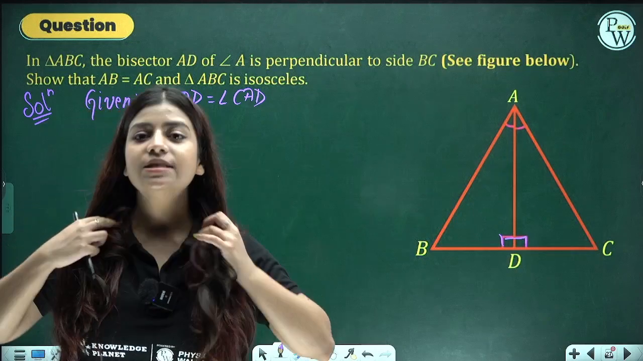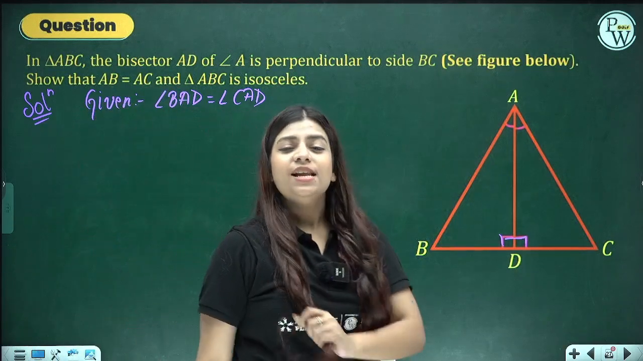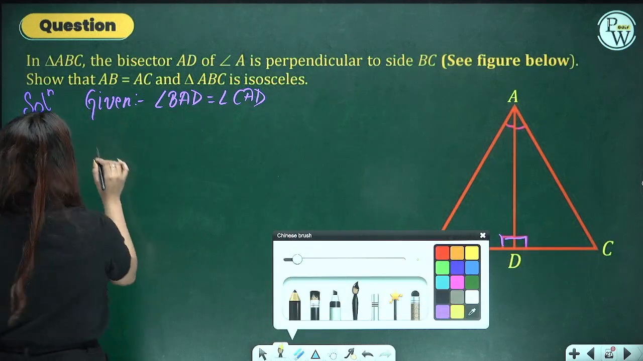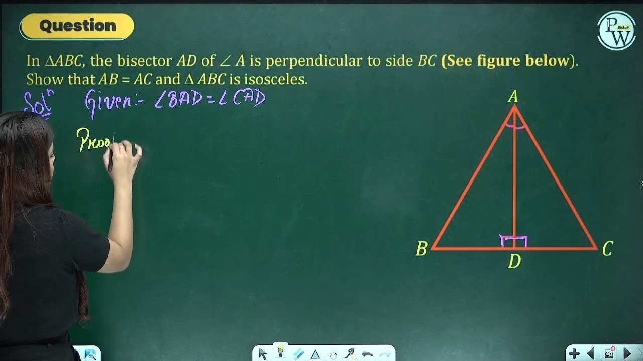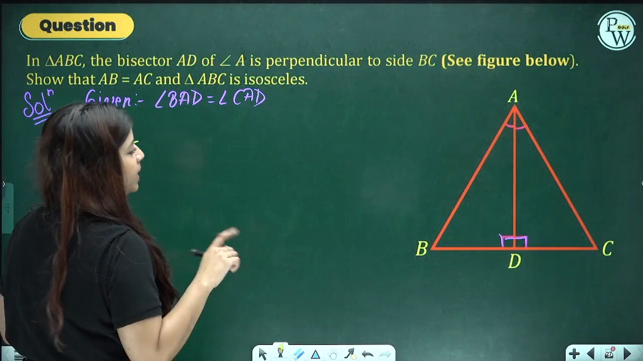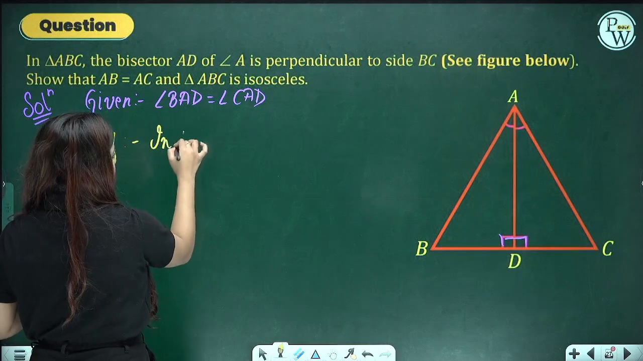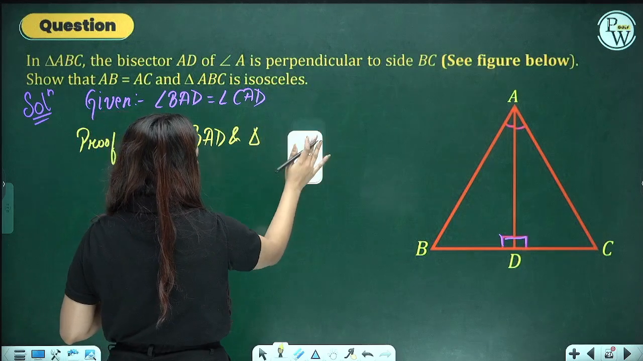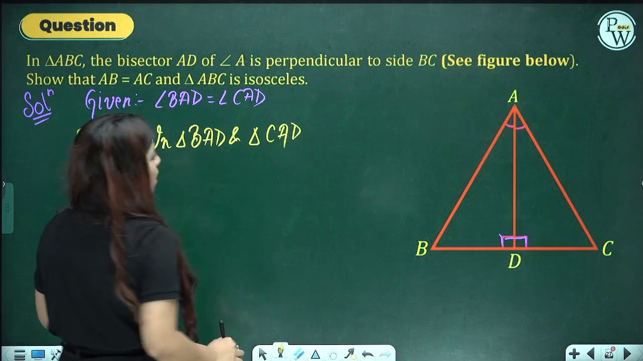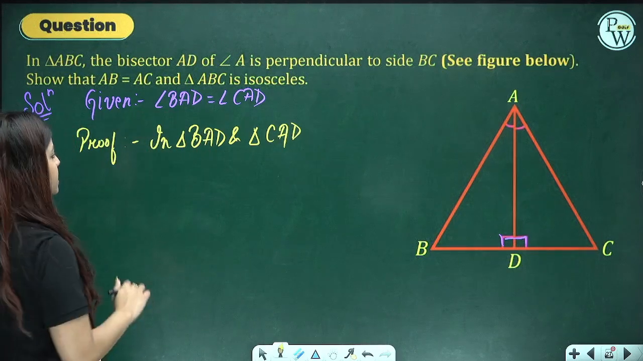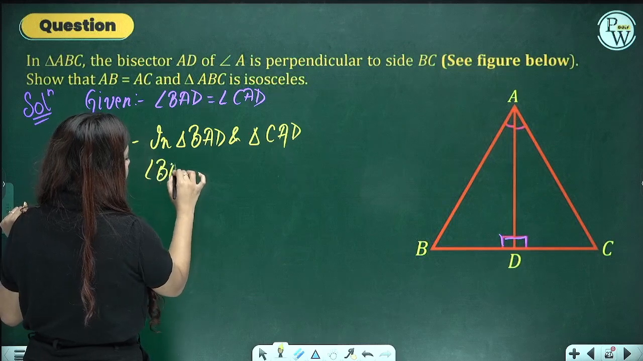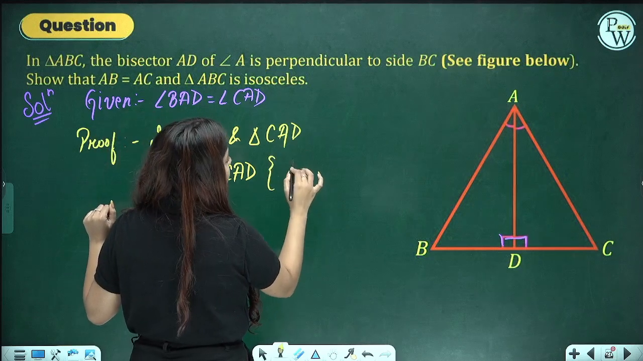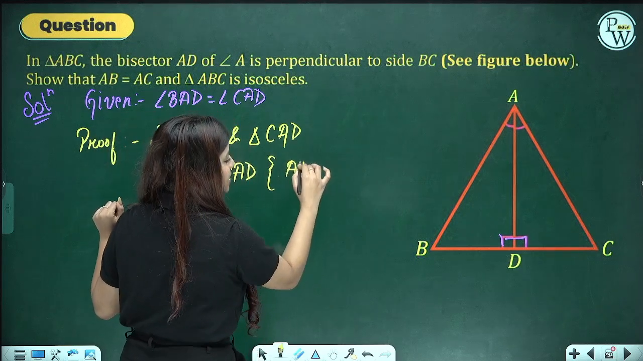To show that AB is equal to AC, let us quickly prove the congruency between these two triangles. Which will be the two triangles that we will be taking? BAD and CAD. Now in triangle BAD, students, and triangle CAD, in both of these triangles, we can say that angle BAD is equal to angle CAD. Why? As AD is the bisector, AD bisects angle A.